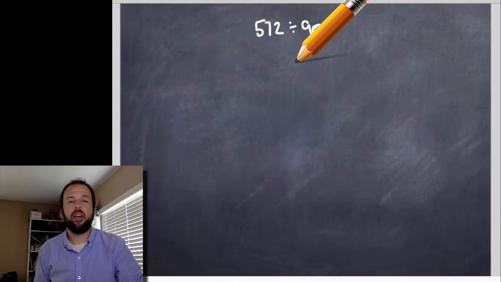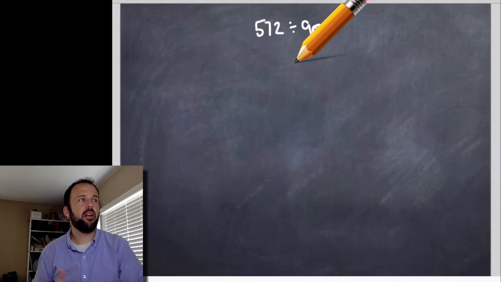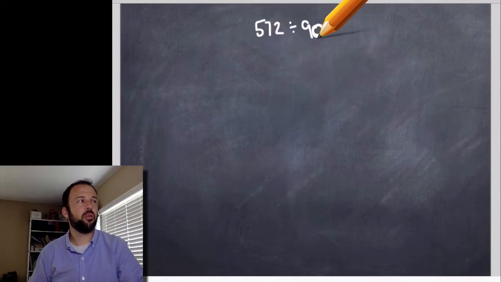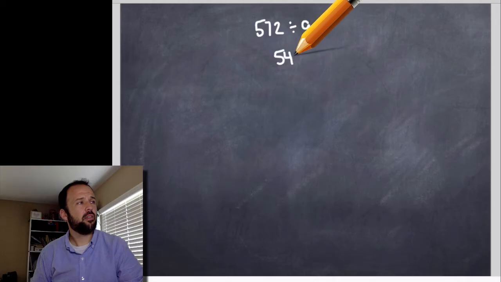All right, so this time we have 572, and we're dividing by 90, okay? So the first thing, again, that I want to do is use some estimation, and get close and take some guesses at how many multiples of 90 there are going to be in the number 572. So I'm going to think of the number, let's see, 57 isn't really going to work because there's not 9 groups of 57. Can I get closer? How about 54.